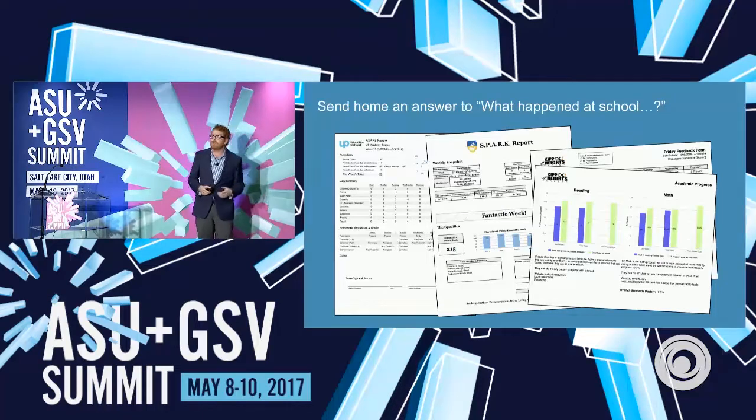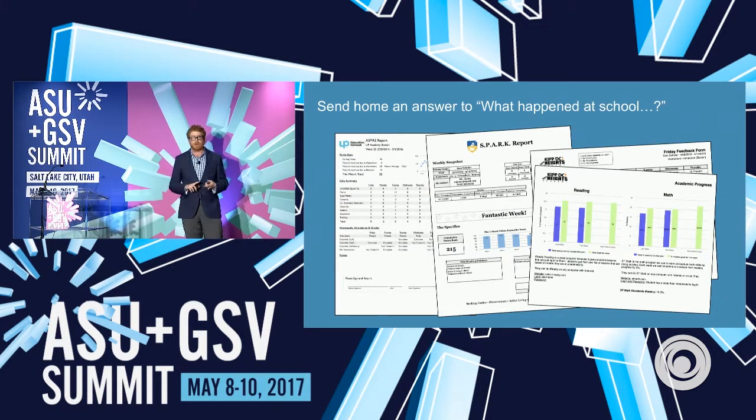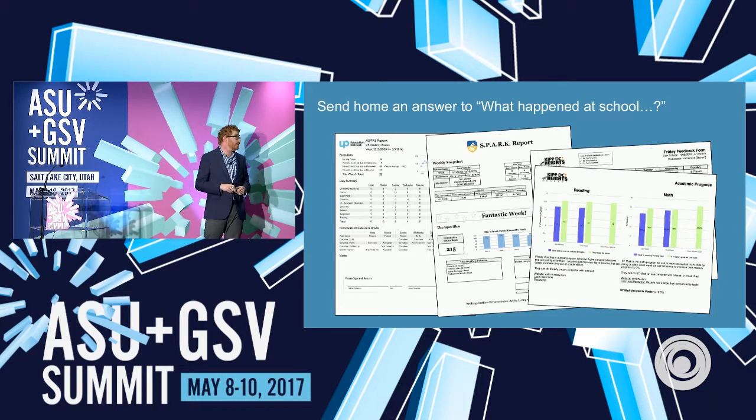And lastly, we work with schools to send home better communication to families. Right now, there are 3 primary ways that schools transmit information to parents. There's the parent-teacher conference. There are phone calls home, which too often only happen when there's something going wrong. And then there's report cards and progress reports.